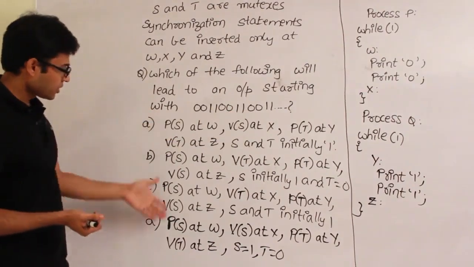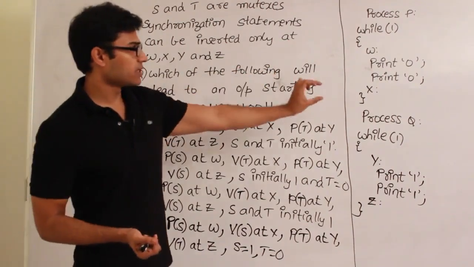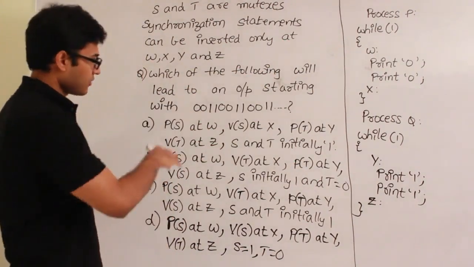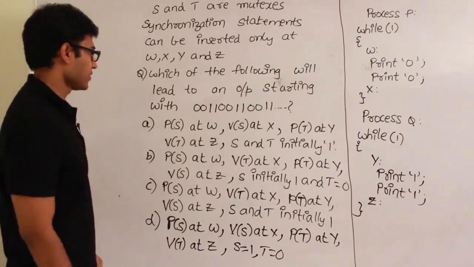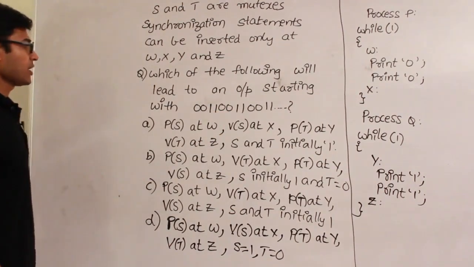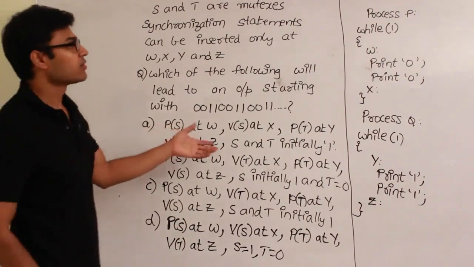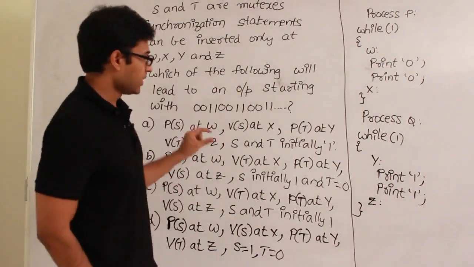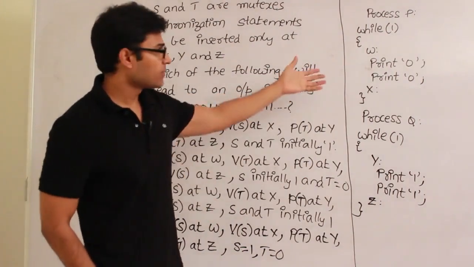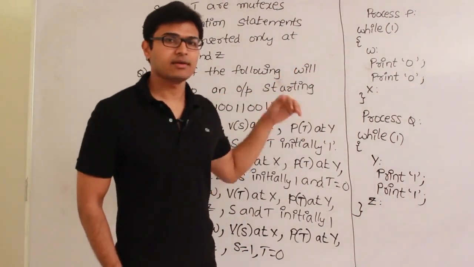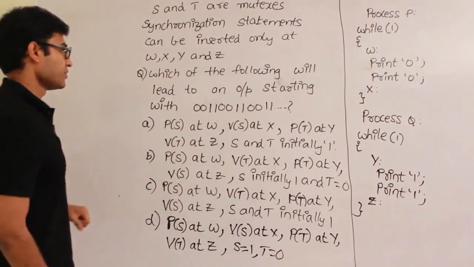So they have given 4 options, and if you try to place those synchronization statements there, they are asking which of these is going to give us the output 0011 0011 like this, okay? Now let's see what happens if I put each one of them there. The best way to solve it is you don't try to come up with a solution. You take each option, put it there, and check whether it is verified or not.